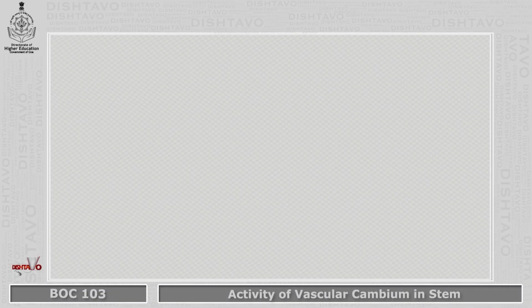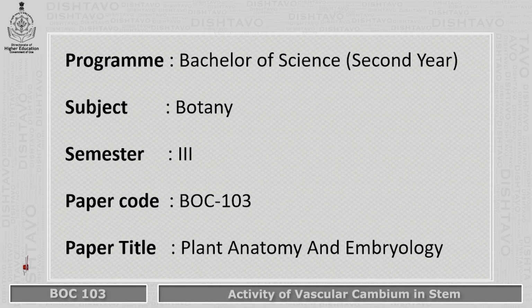Hello students, in this module we are going to cover the next unit, that is of paper BOC 103. The name of the course is Plant Anatomy and Embryology. This will be covered for the Bachelor of Science second year program.